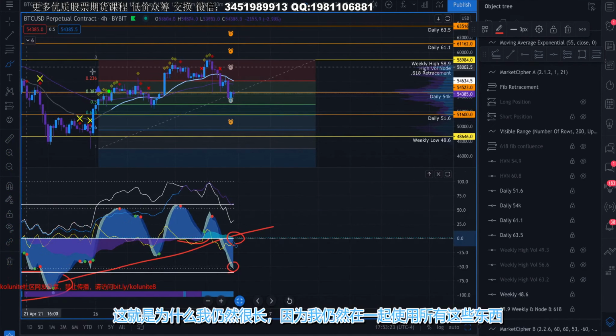So really, when we're looking at trades, we want to find as much confluence as possible. We want to find as many reasons as possible to decide to trade one way or another. We're going to be using moving averages. We're going to be using volume. We're going to be using support and resistance. And we're going to be using Fibonacci.